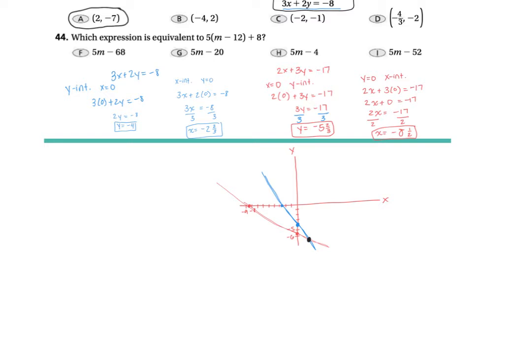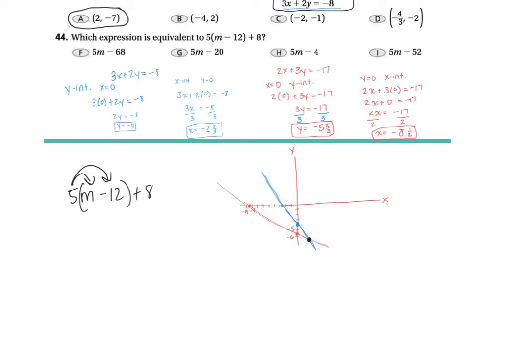What'd you get, Janessa? G. You got G? How'd you get G? So I put 5m minus 12 plus 8. Mm-hmm. And then I put that arrow above. Okay. What does that mean? What do we call that? 5 times m. Yeah, but what do we call when we multiply to both terms? There's a special word that starts with a D. Distribute. Yes, we distributed. Very good.